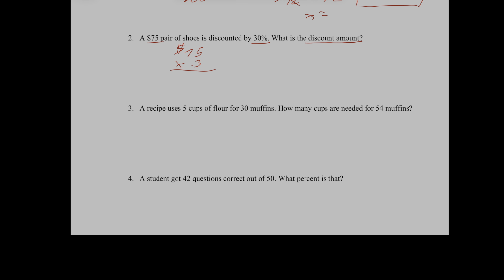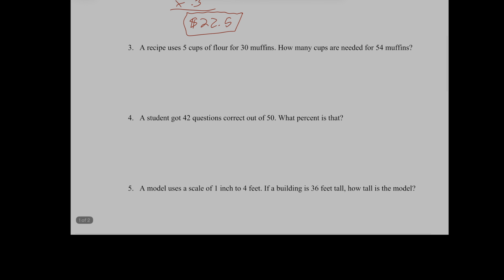This happens a lot on the percent things. So, what happened to my answer? 22.5. That's how much is off. If they say, what's the sales price, you now have to subtract that from 75, right? So there's some things you have to do if they ask you those questions. But here they just want to know what's the discounted amount, how much money's off. The answer is 22.5.